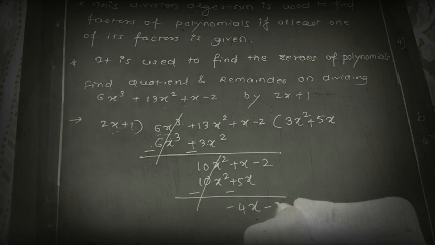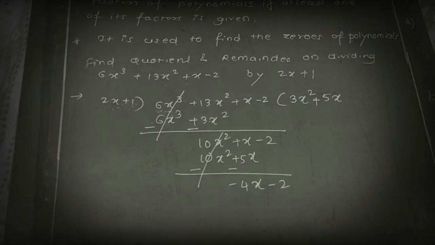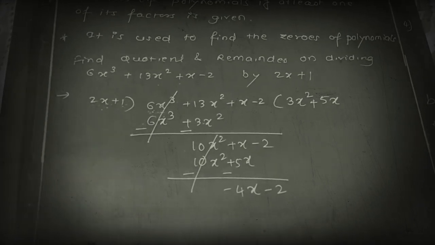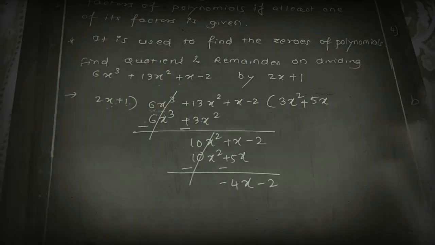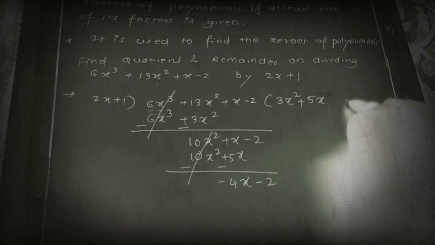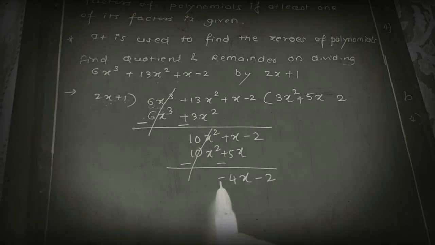Next, minus 2 will come as it is. Now here we have to divide this till we get what? Till the degree of the remainder is less than the degree of the divisor. The degree is the same, so you can divide it further. Here we want 4. We have 2, so 2 2s are 4. We already have x here, so no need to multiply anything.